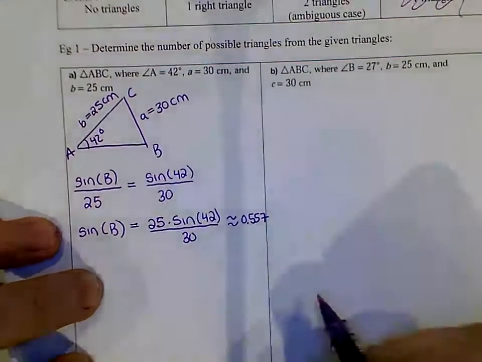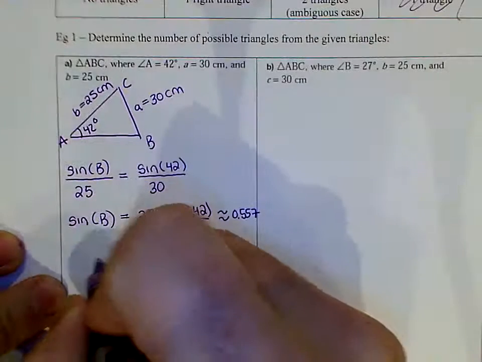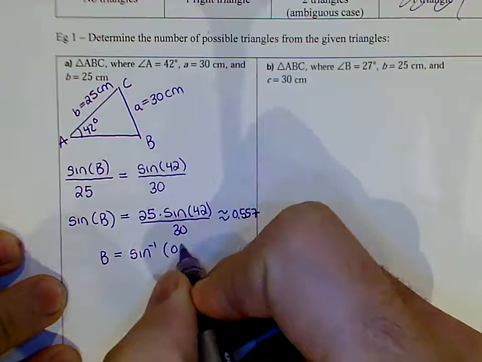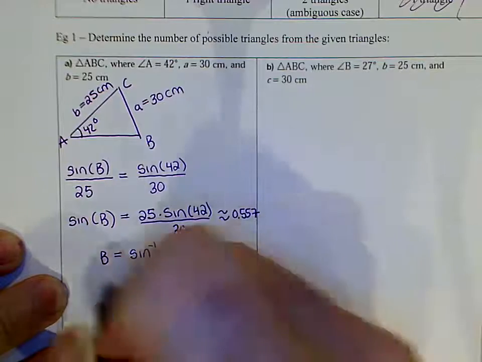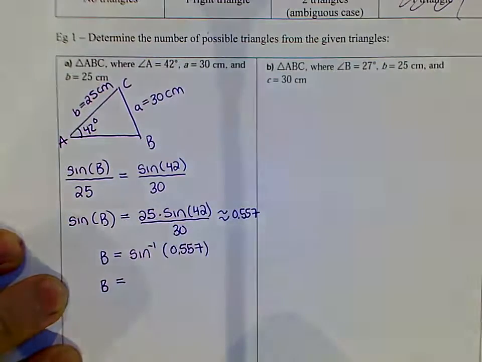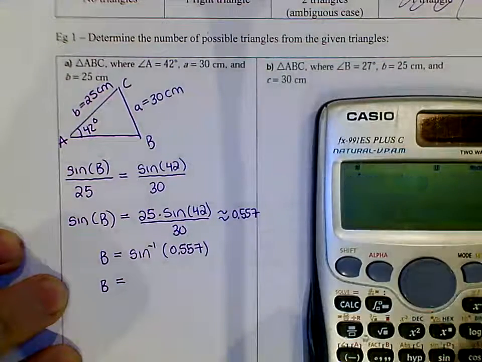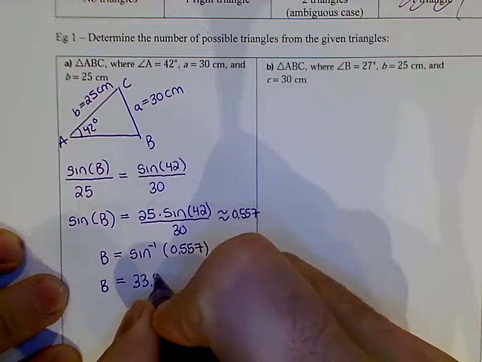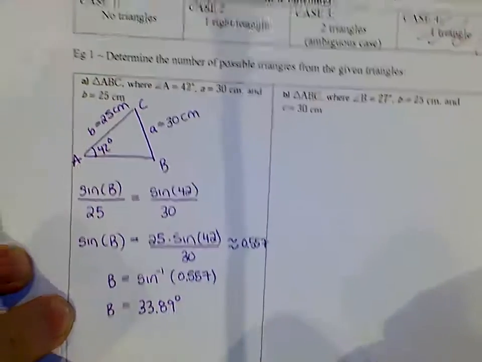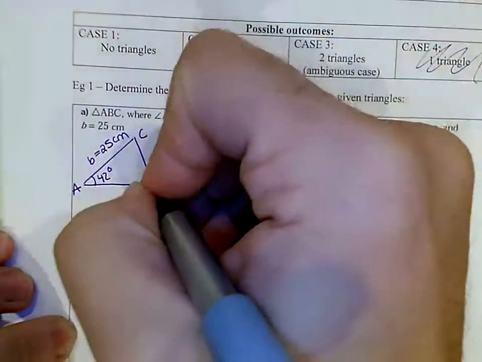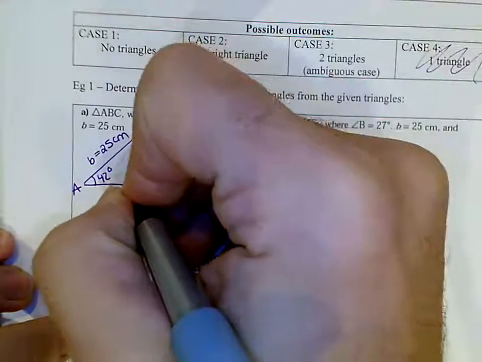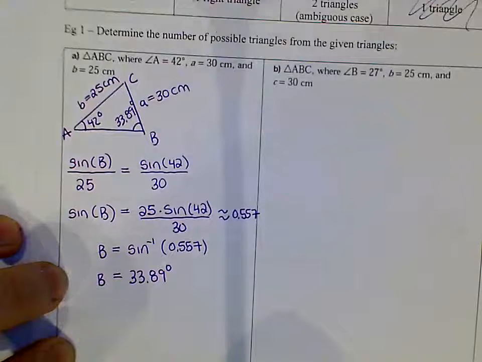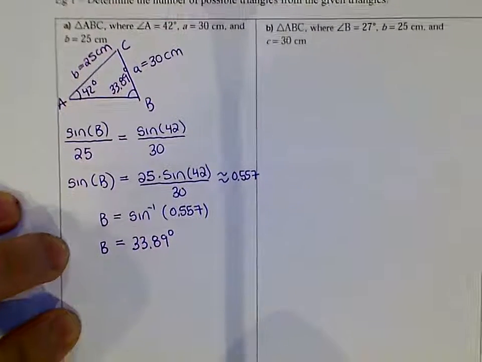So to figure out that first solution, we just take the inverse. So B equals sine inverse 0.557, which should just be 33.89 degrees, which would be this case here. It's an acute angle. And remember, acute just means an angle between 0 and 90.